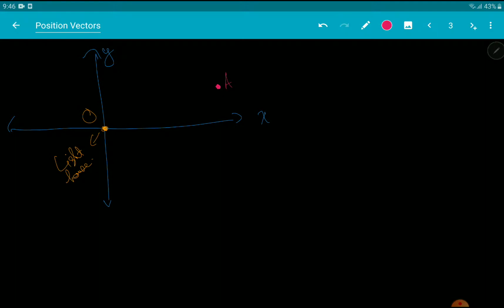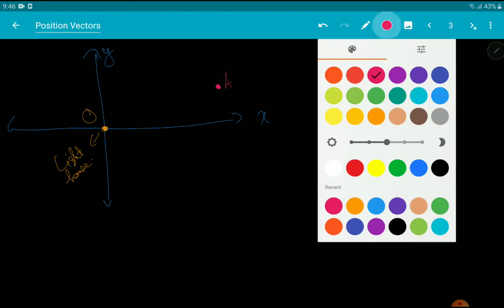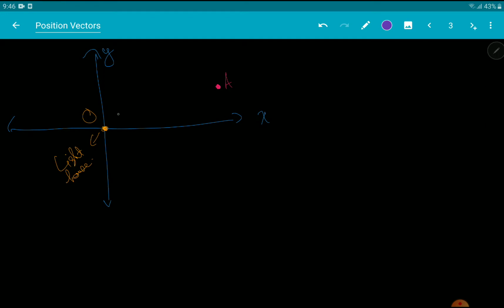Now, the people at the lighthouse obviously noticed that, and what they need to do is tell a rescue boat how to get to point A. This would be very easy if the rescue boat was situated at point O. They can measure this position vector and just tell the rescue boat to follow it, and you'd get to point A.